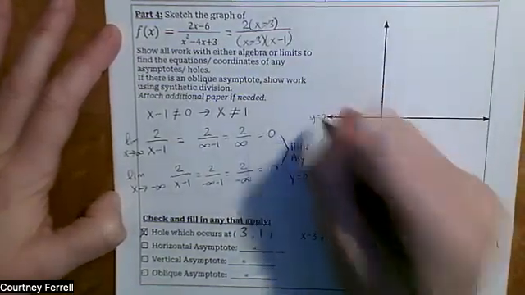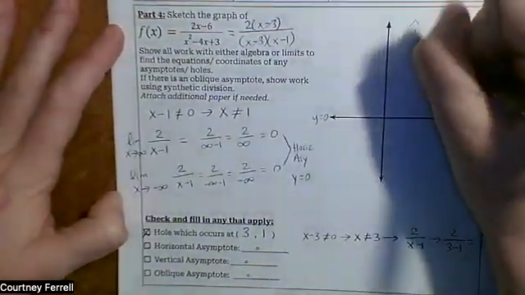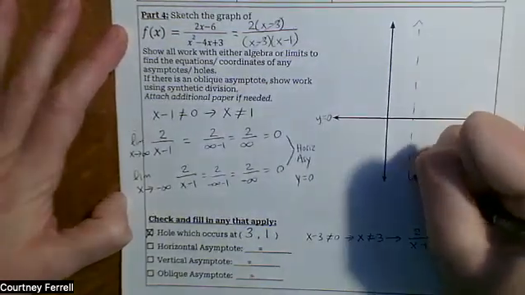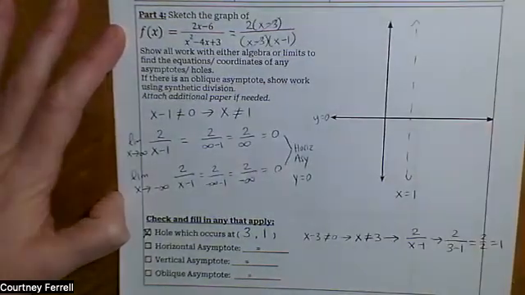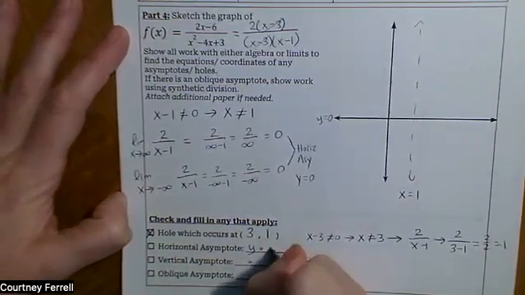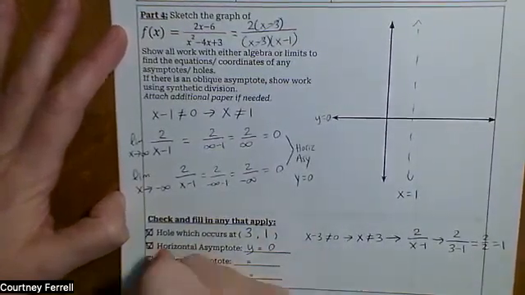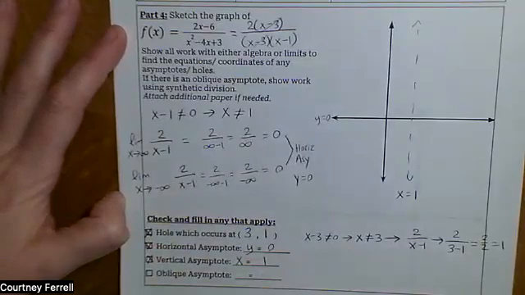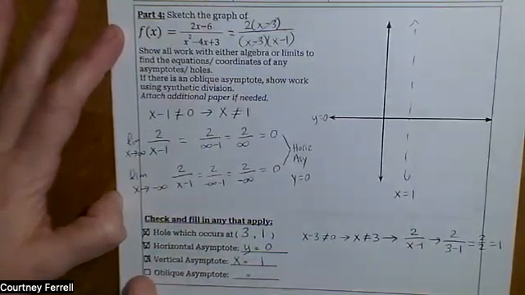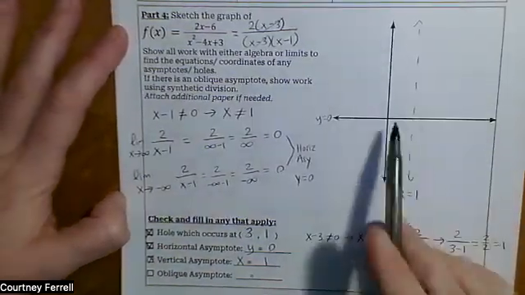So here's y equals 0. Here's x equals 1. Horizontal asymptote, y equals 0. Vertical asymptote, x equals 1. There is not an oblique asymptote. I'm not going to check that off. It's not there. Okay, cool.